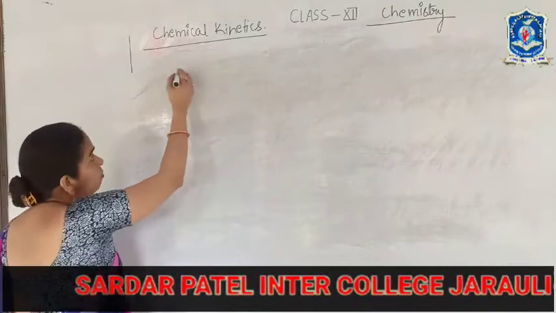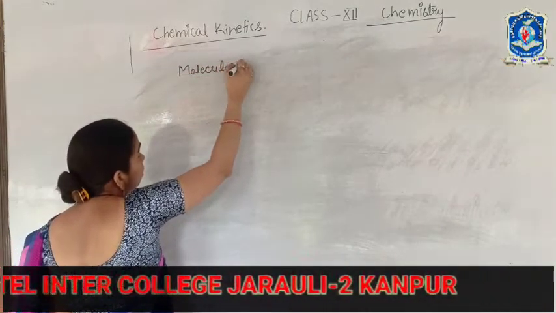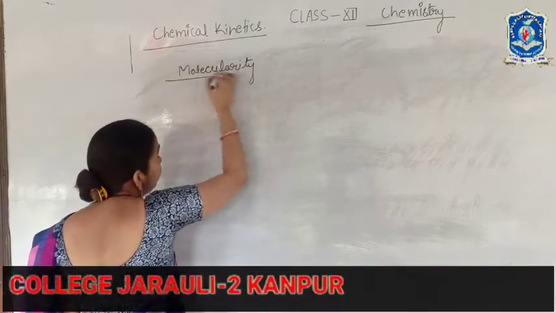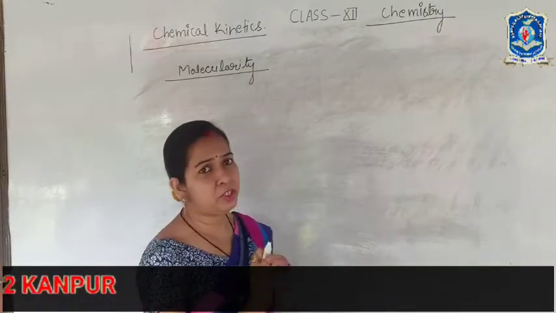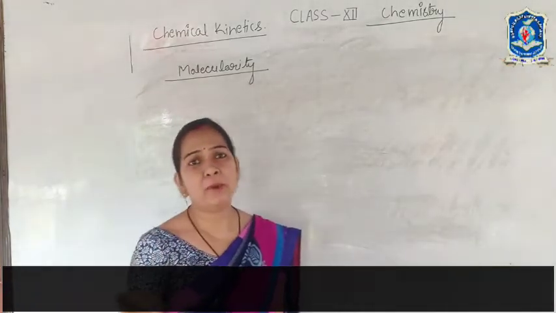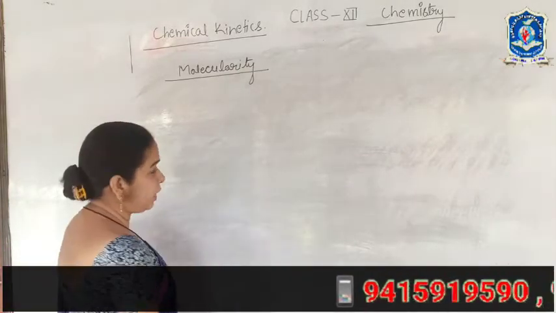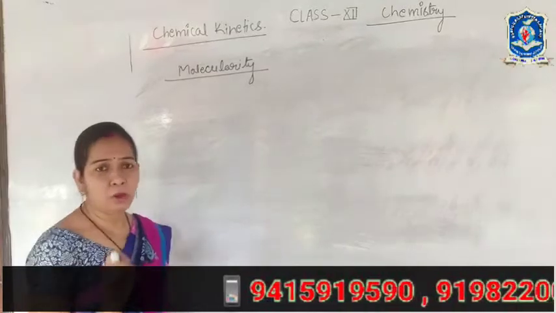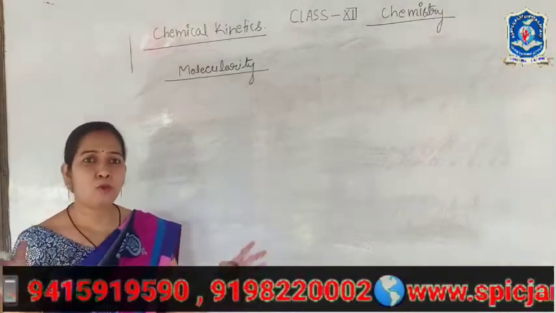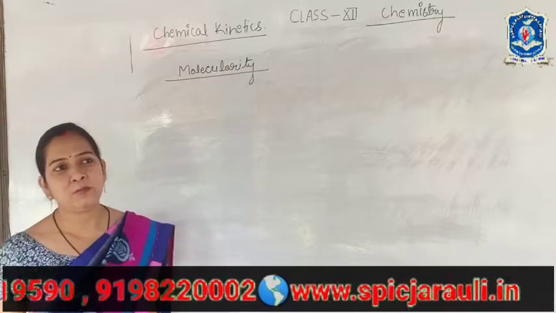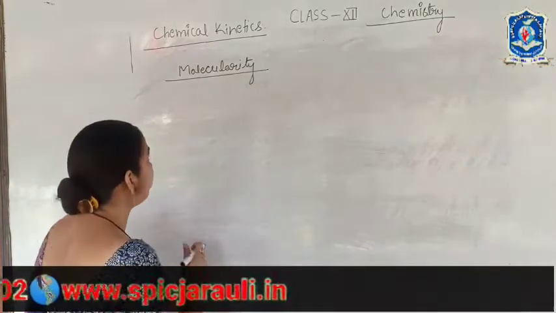Now we discuss the molecularity of the reaction. What is molecularity? The number of species present in a reaction which collide simultaneously is known as the molecularity of the reaction. Again, the number of reacting molecules present in a chemical reaction that collide with each other simultaneously is known as the molecularity of the reaction.